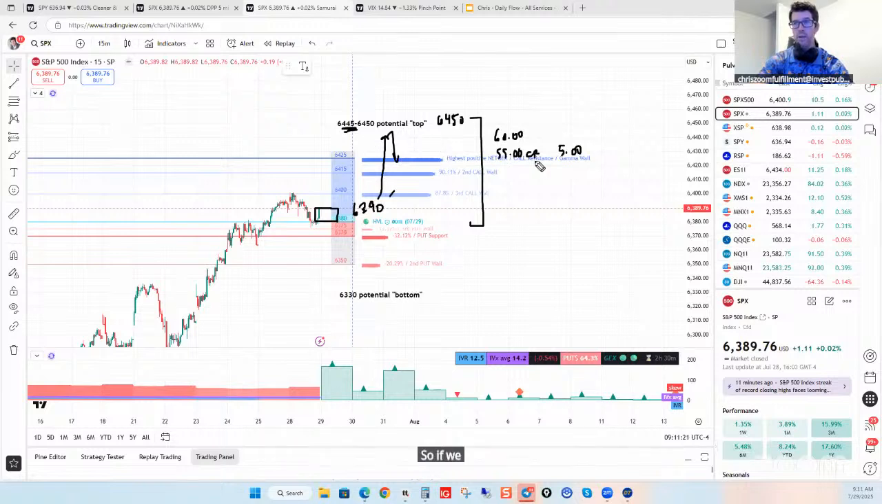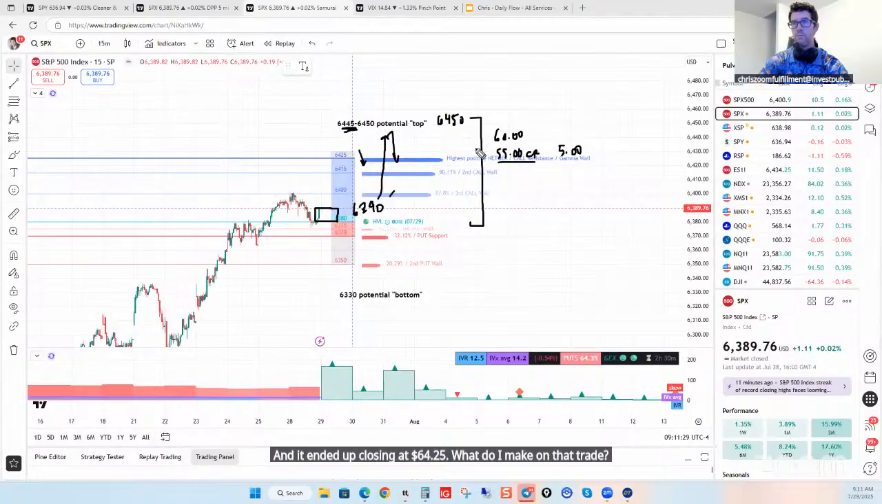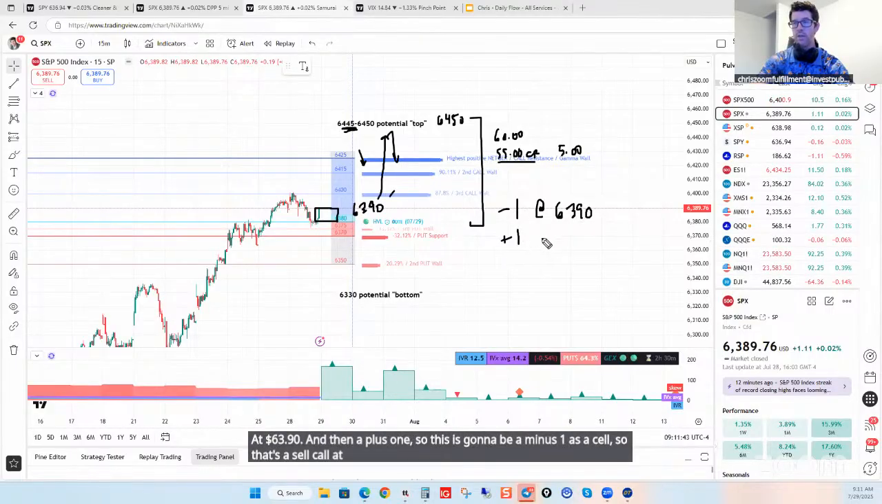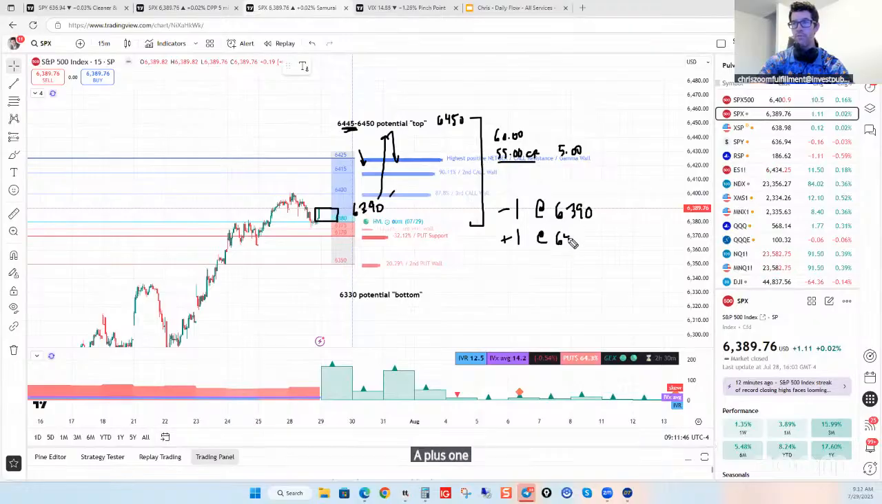So if we somehow got filled on this trade and it ended up closing at 64.25, what do I make on that trade? I'll do the math. We sell, so I'll go to -1 at 63.90, and then a +1. A -1 is a sell, so that's a sell call at 63.90. A +1 at 64.45, well, I'm sorry, 64.50. And I get filled for 55 cents.